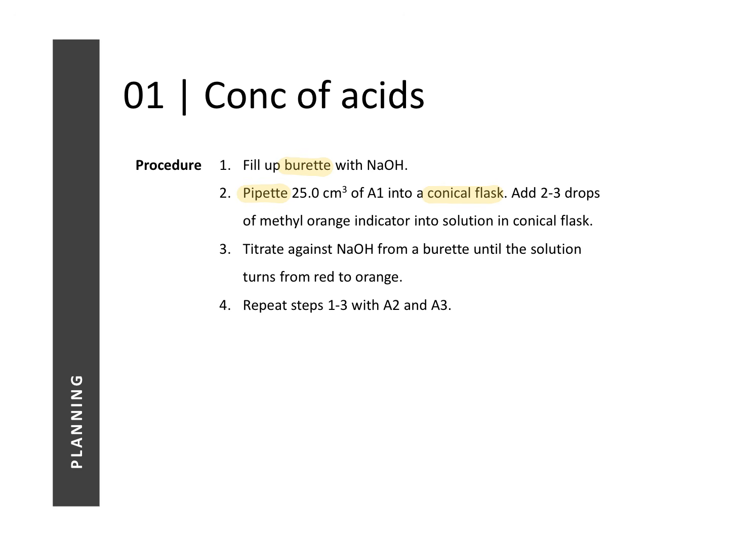Over here we state that we need NaOH, A1 and then your indicator, and then titrate against NaOH until the solution turns from red to orange. This is the color change expected for methyl orange. For those of you who cannot remember, for methyl orange, in acidic solution it is red, when it's neutral it is orange, and when it's alkaline it is yellow.